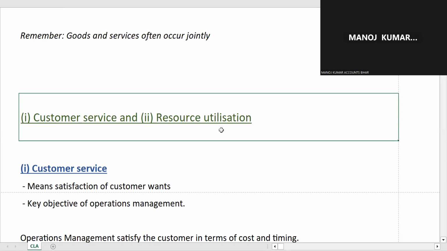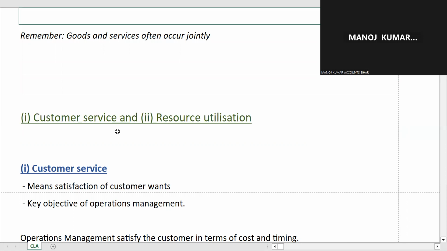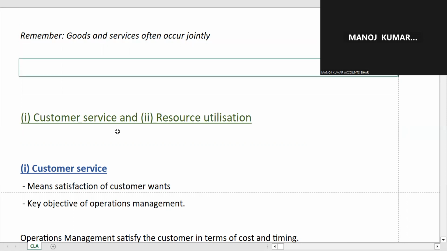So one is customer service. Customer service has to be good, otherwise customers will not come in future. But resource utilization means, to give service, how much resource you are utilizing. That is resource utilization.